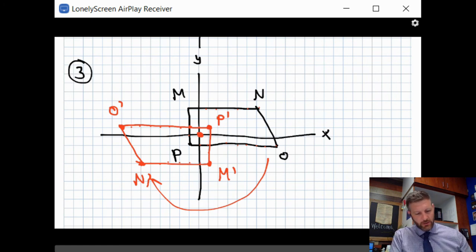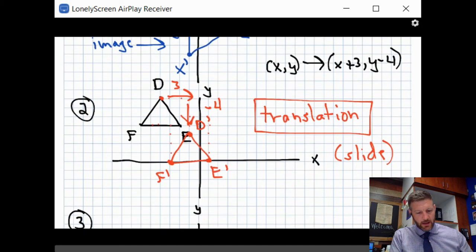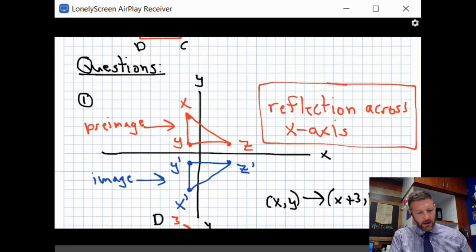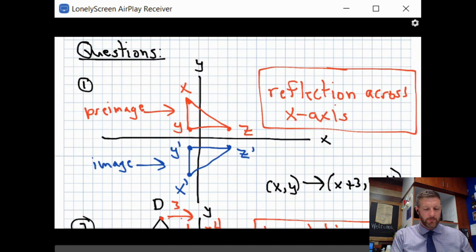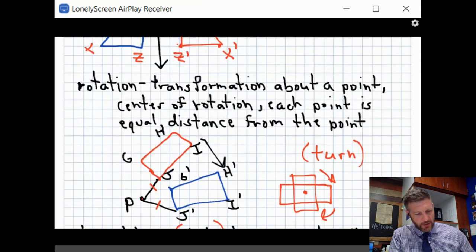So there's your three types. You have a rotation or turn or spin. You have a translation or a slide, and reflections or flips. Okay, go ahead and check out the exercise video if you want a little more help.